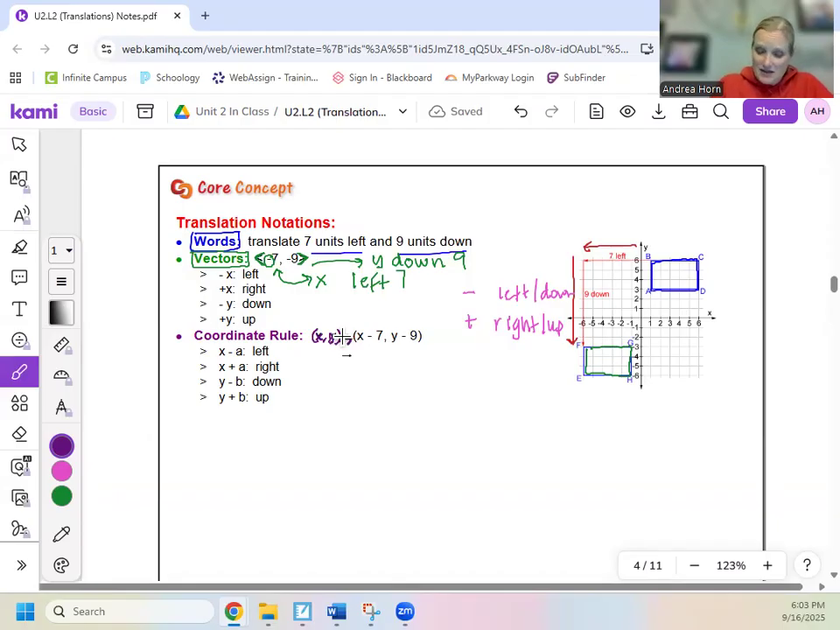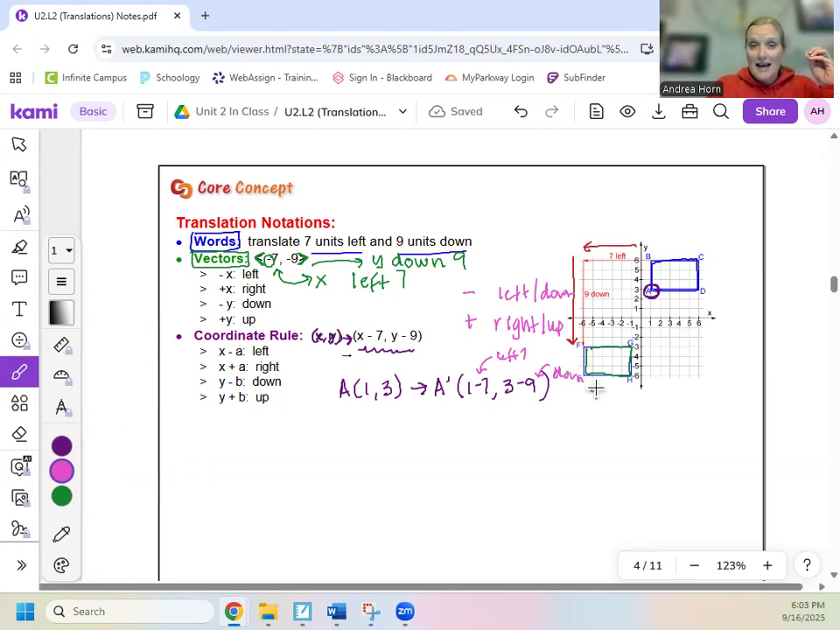So the idea with this is we can use our actual coordinate points. For example, A is (1, 3). So in this case, A prime would go into this formula. A prime would be (1 - 7, 3 - 9). And again, what this is saying is the -7 means my change in X is left 7, and my -9 is telling me that my change in Y is down 9. Does that make sense?